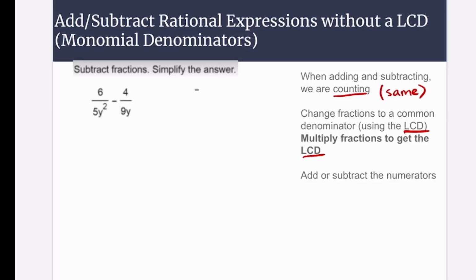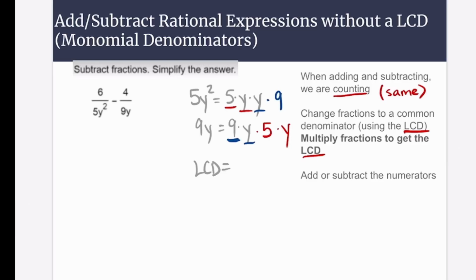I have videos on here that explain how to do this. But pretty much what we're going to need for our LCD is we need to multiply this top expression by 9. There's already a y in both of those places. The bottom one we have to multiply by 5 and another y. And now these are the same, which means our least common denominator is going to be 9 times 5, which is 45, and then y times y is y squared.